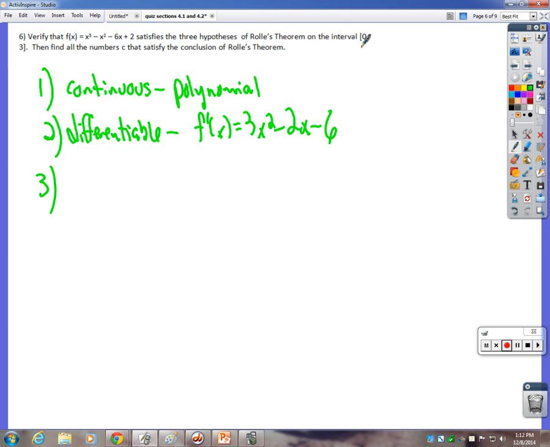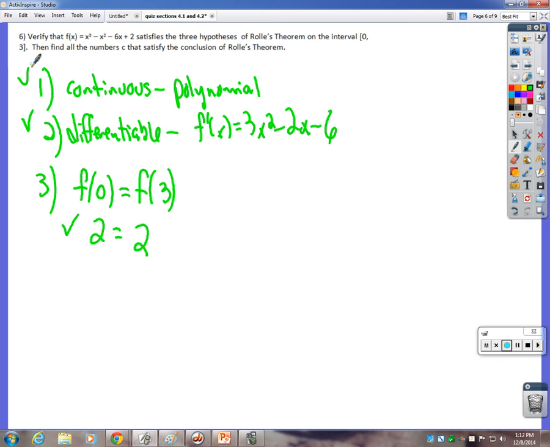Right, we're going from 0 to 3. So we need to know that f of 0 equals f of 3. They need to be on the same y value. And f of 0 is 2, and f of 3 is also 2, so that checks out. So all 3 of these are good to go.